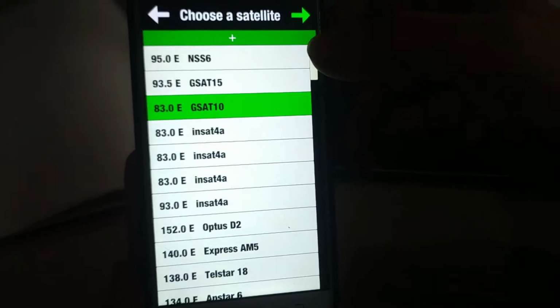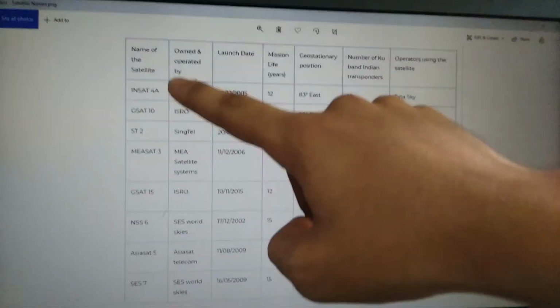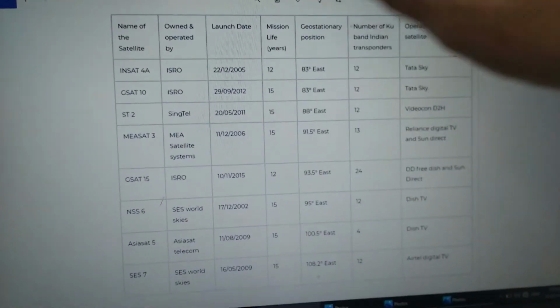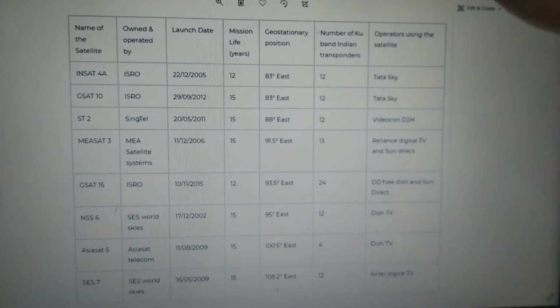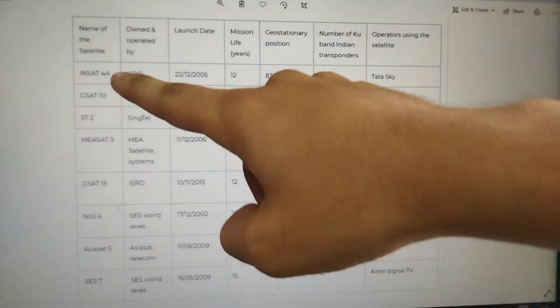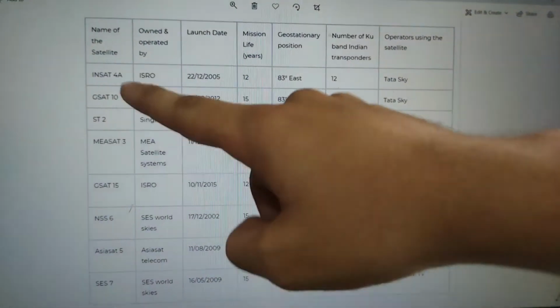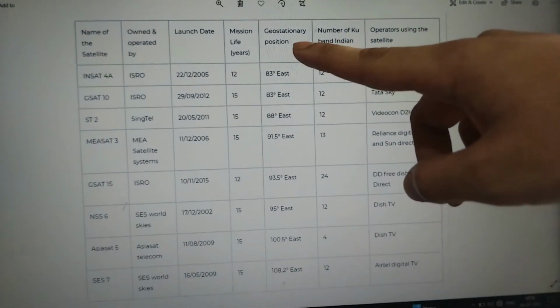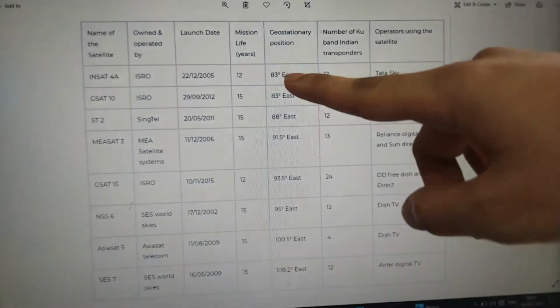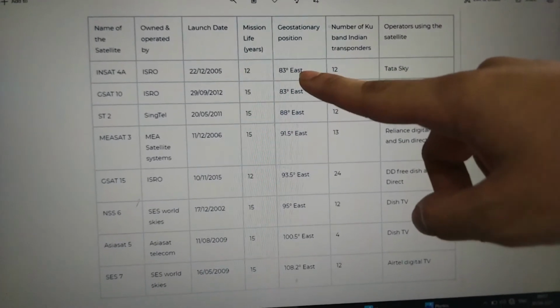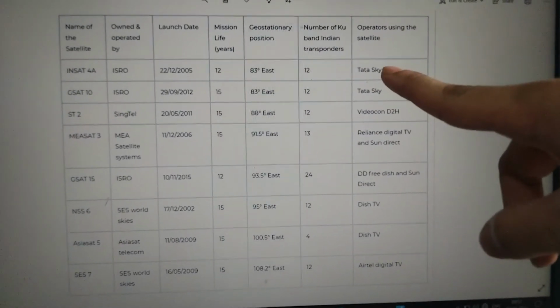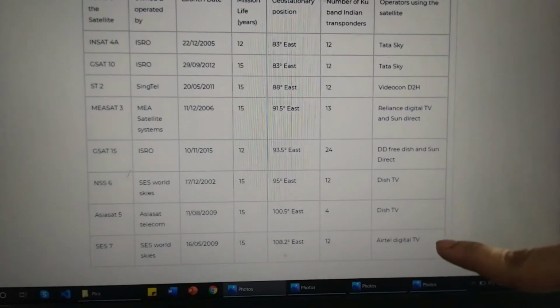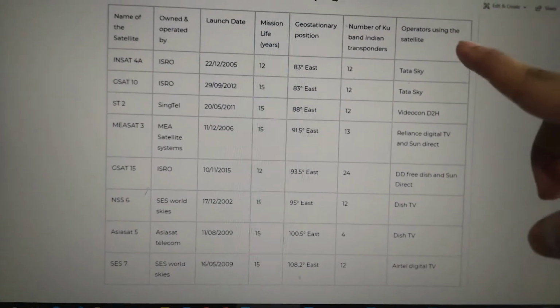This is the list of satellites. These are some of the satellites which are available over the Indian continent for the DTH system. So this is INSAT 4A, GSAT-10, ST2 and so on. These are all the satellite names and these are their geostationary positions. INSAT 4A is at 83° east. It is used by the Tata Sky company. This is the list of all the satellites and the satellite operators.